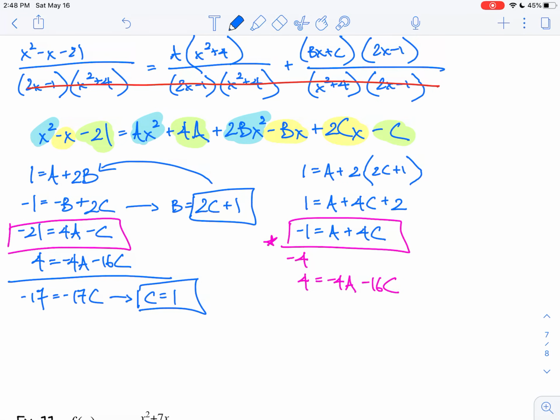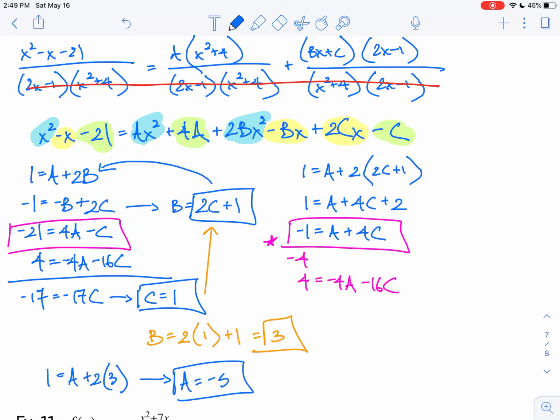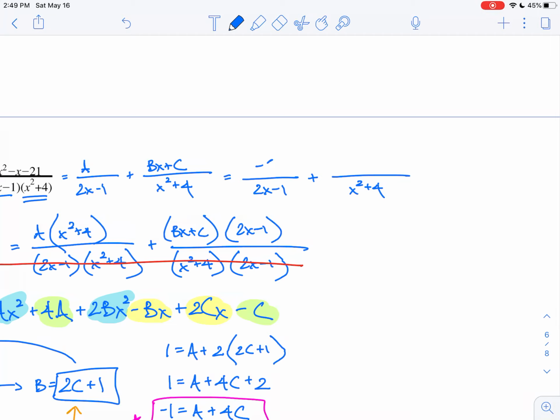All right. Now once I have c, I can find b. I know there's a lot of arrows going on, but once I have c, I can find b. So b is going to equal 2 times 1 plus 1, or b equals 3. And once I have b and c, I can find a. So 1 equals a plus 2 times b, and that gives me an a of negative 5. All right, so I've got a equals negative 5, b equals 3, and c equals 1. Let's put them into our answer. So negative 5 over 2x minus 1 plus 3x plus 1 over x squared plus 4.